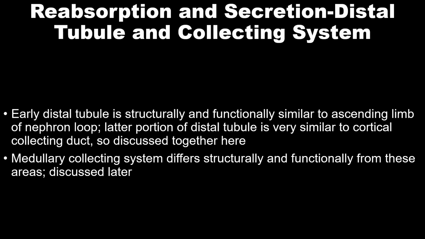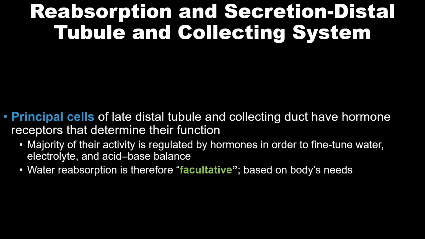So this early distal tubule is really structurally and functionally similar to the ascending limb of the nephron loop, right? But the latter portion of the distal tubule is very similar to what is called the cortical collecting duct. So we're going to talk about them together. Now, the primary cellular type of the late distal tubule and the cortical collecting duct is called a principal cell. And these principal cells have hormone receptors that determine their function. And so the majority of their activity is regulated by hormones that work to fine-tune water, electrolyte, and acid-base balance.